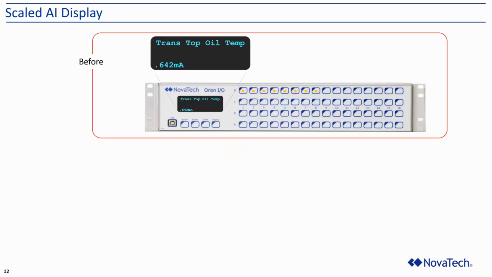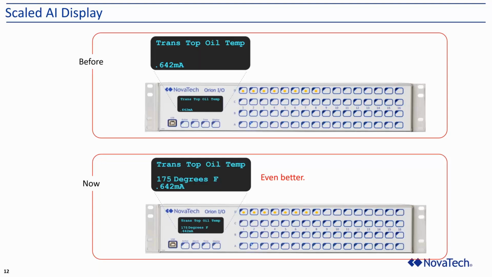Another enhancement that we've added to both analog input cards is the ability to have engineering scaling. Originally we had the ability on the LED display to display the user-defined name, in this case trans top oil temp, and then we see the raw value that's being read in on that analog input signal. Now you have the ability to also see an engineering scale of the value, based on the raw reading that you're getting. So that is an enhancement that we've added to both the analog input cards.